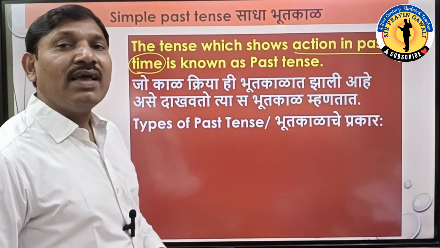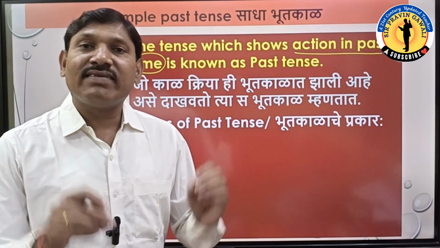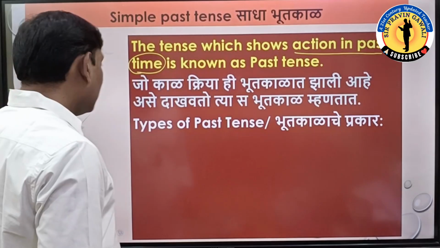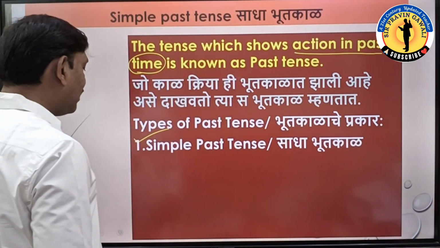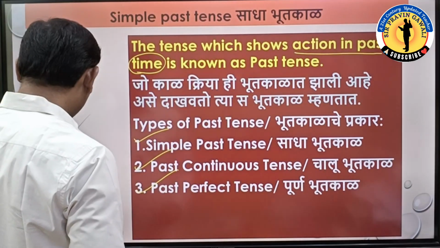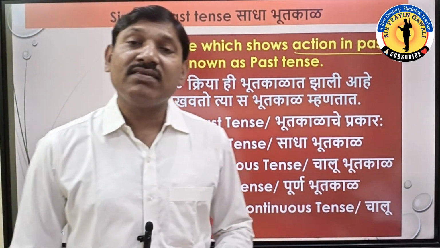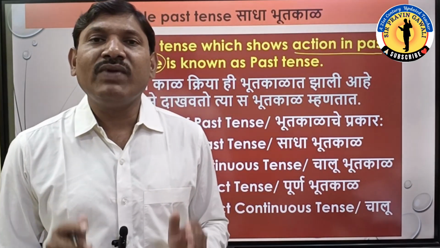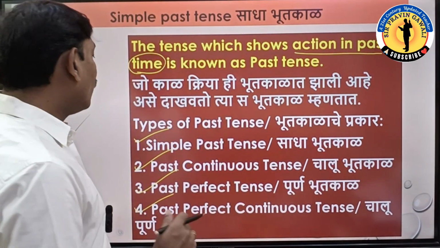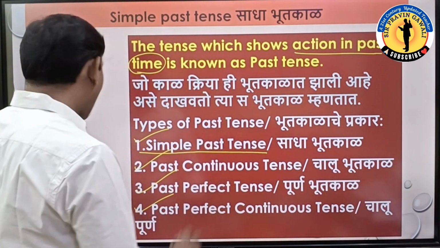Now here, as we have learned, there are four subtenses in the present tense. In the same way, there are also four subtypes of the past tense. The first one is simple past tense, the second one past continuous tense, the third one past perfect tense, and the fourth one past perfect continuous tense. Dear students, here I will be making four videos for the four separate subtenses of past tense. So first of all, let's try to understand and learn simple past tense.